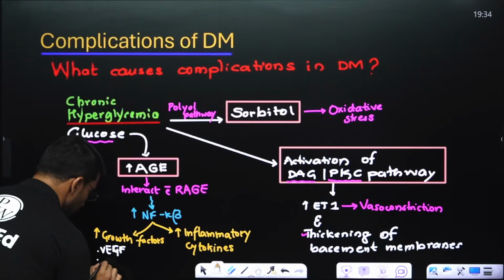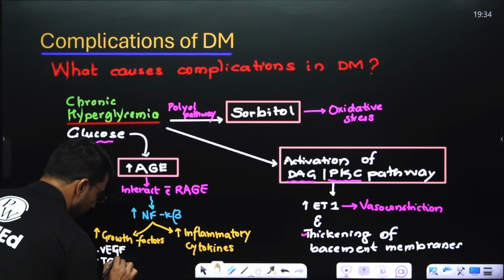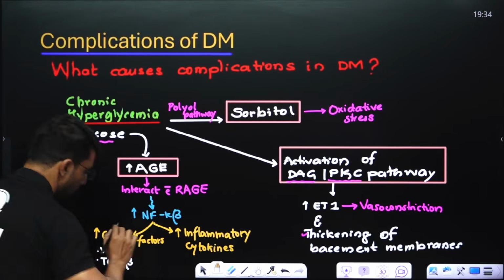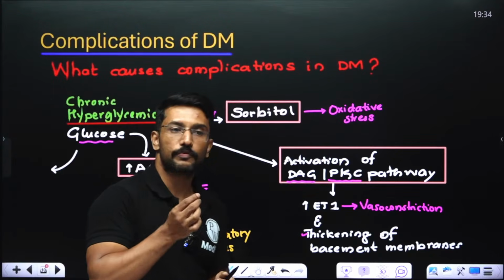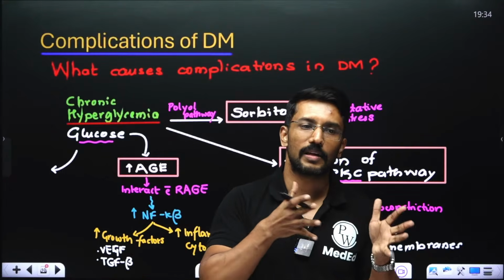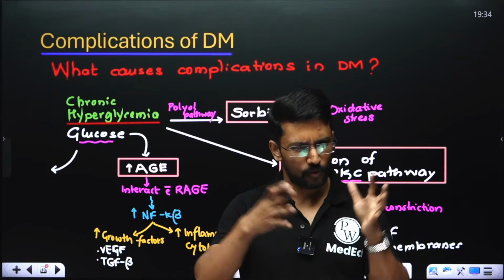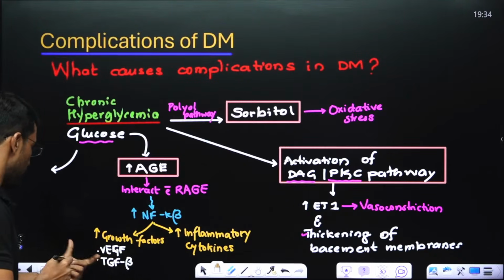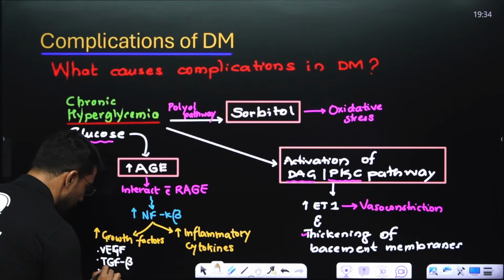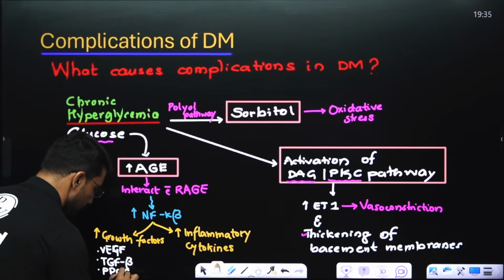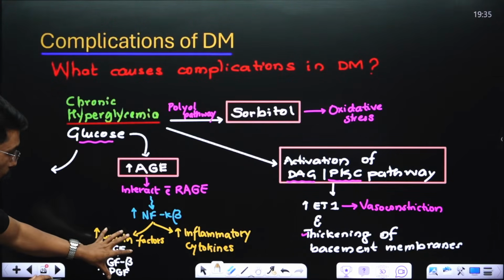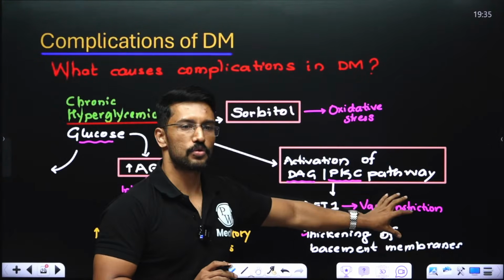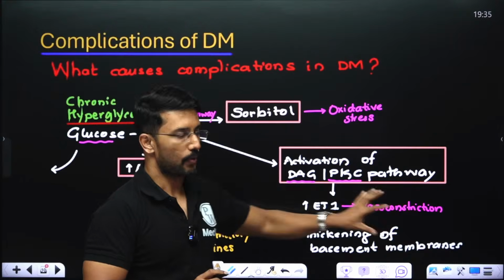Similarly, there is transforming growth factor beta. This transforming growth factor beta stimulates fibroblasts and causes increased deposition of extracellular matrix around various tissues, including the kidneys and the retina, everywhere. There is also increased production of platelet derived growth factor. So now this leads to tissue proliferation. There is tissue inflammation, tissue oxidative damage, and reduced blood supply to tissues.